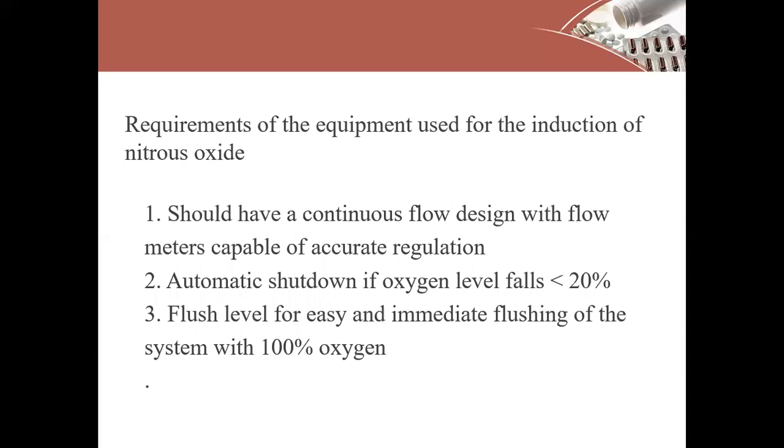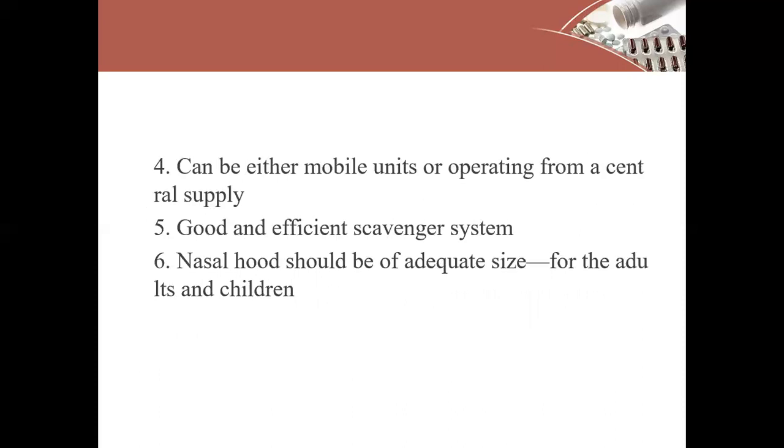And the requirements of the equipment used for the induction of nitrous oxide: it should have a continuous flow design with a flow meter capable of accurate regulation, then automatic shutdown if the oxygen level falls below 20%. A flush level for easy and immediate flushing of the system with 100% oxygen, and it can be either a mobile unit or operating from a central supply. That means you should have a unit which supplies both oxygen and nitrous oxide. It should have a good and efficient scavenger system.